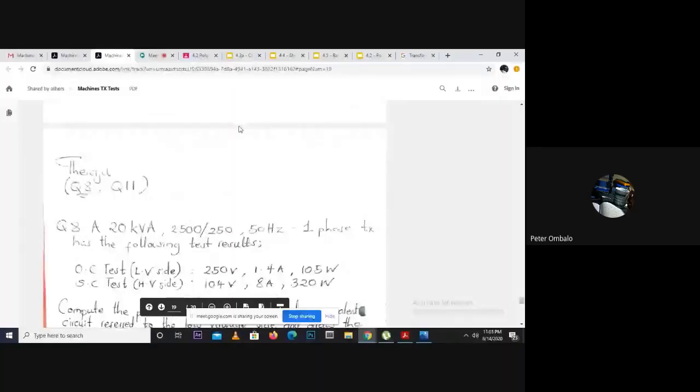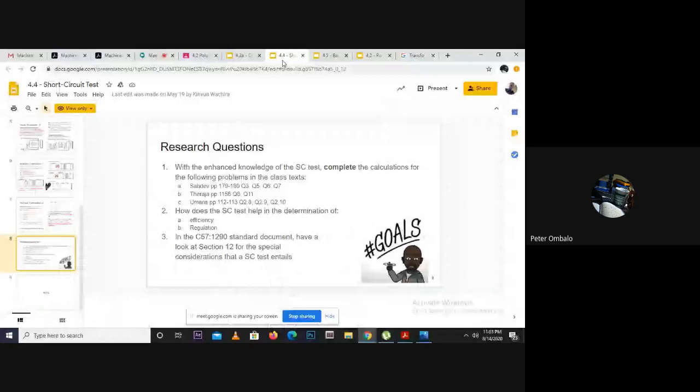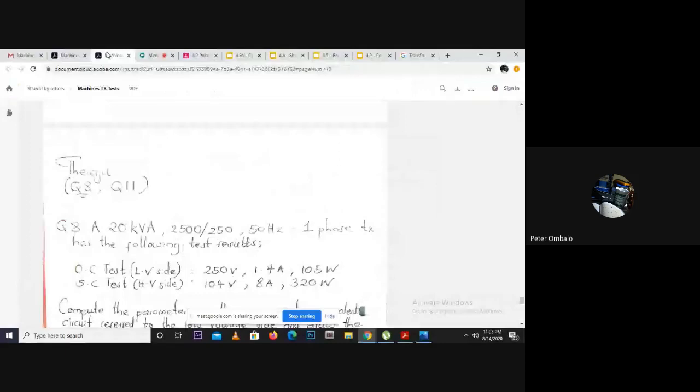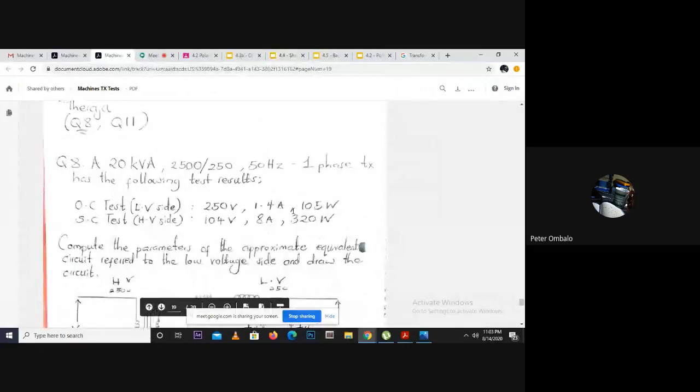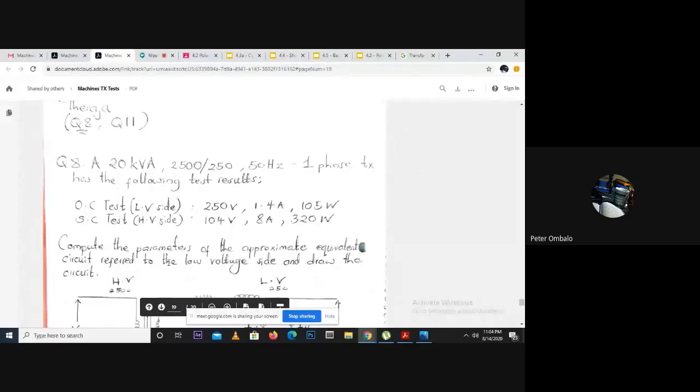This is on page 11, the research questions that were given for SADEV. So for Theraja, the format of the questions is still the same. We are given the open circuit test parameters and the short circuit test parameters. Compute the parameters of the approximate equivalent circuit referred to the low voltage side and draw the circuit.